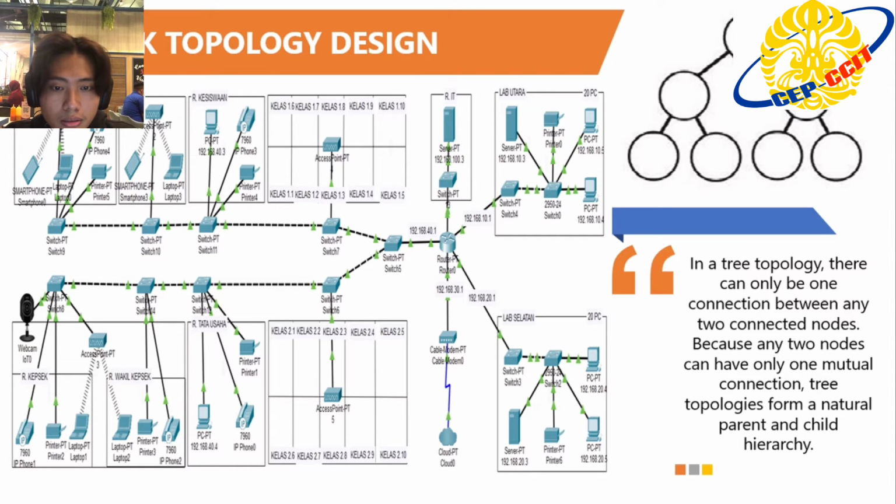The second, the gateway that leads to the IT room uses the IP address 192.168.100.3. The third, the gateway that leads to the North Lab uses the IP address 192.168.10.1. Fourth, the gateway that leads to the South Lab uses the IP address 192.168.20.1. Fifth, the gateway that leads to the ESP modem uses the IP address 192.168.30.1.